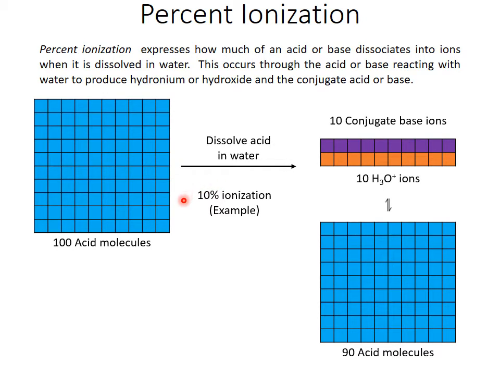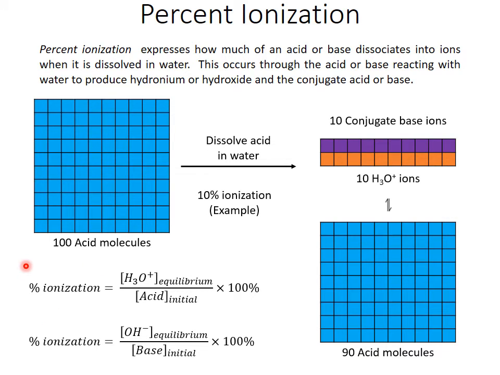And we can use this as a more general equation as follows. For acids, the percent ionization will be the equilibrium concentration of the hydronium over the initial concentration of the acid times 100%. For bases, you focus on the hydroxide. You want the equilibrium hydroxide concentration over the initial base times 100%. Both of these expressions are simply telling you what percentage of the original population of acid or base has dissociated now that it's gone into water.